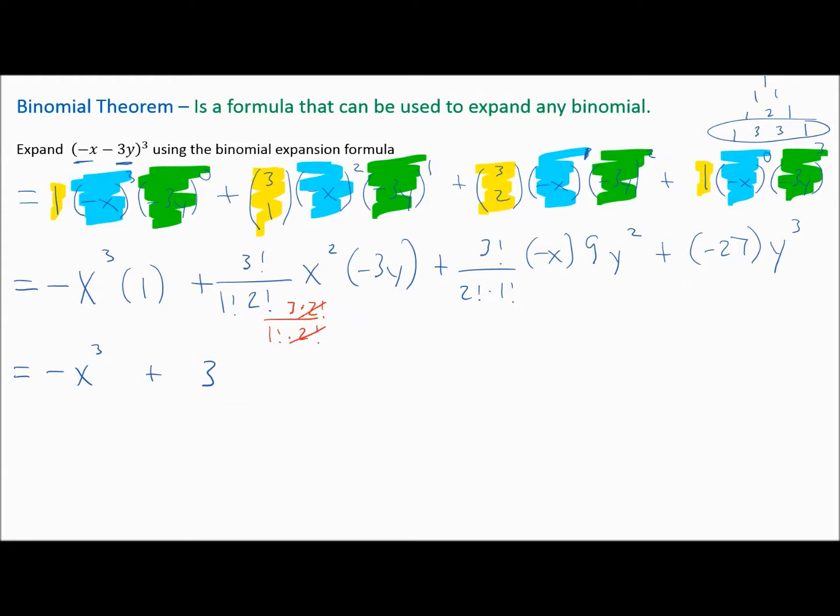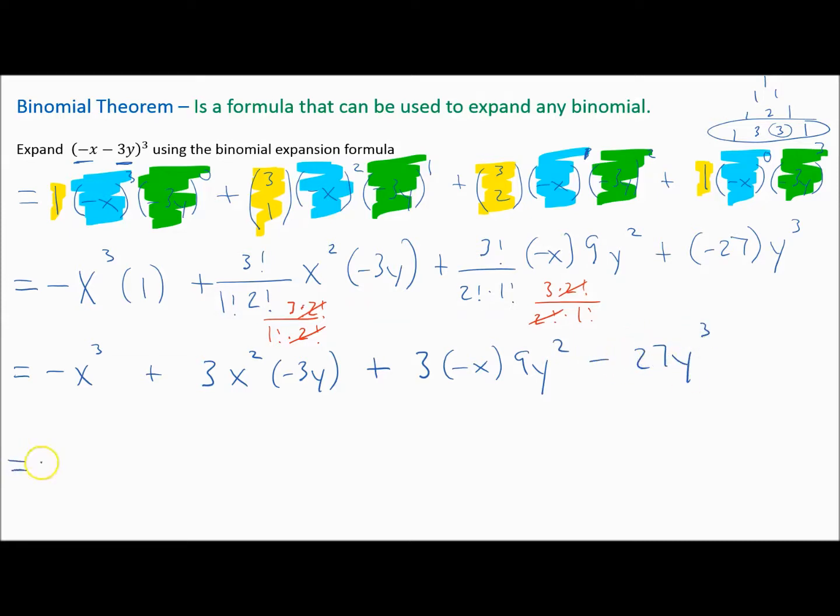Okay? I keep simplifying. This x squared I'm recopying as x squared times negative 3y. We'll multiply all that out next go around. Plus, now Pascal's triangle says the next coefficient is 3, or we could crunch those numbers. 3 factorial over 2 factorial times 1 factorial is 3 times 2 factorial over 2 factorial times 1 factorial. The 2 factorials cancel. 3 divided by 1 factorial, which is 1, is 3. So that's 3 times negative x times 9y squared. And then this is simplified, minus 27y to the third.